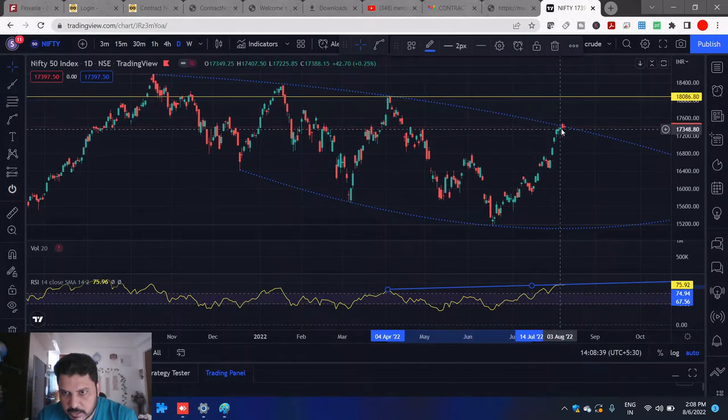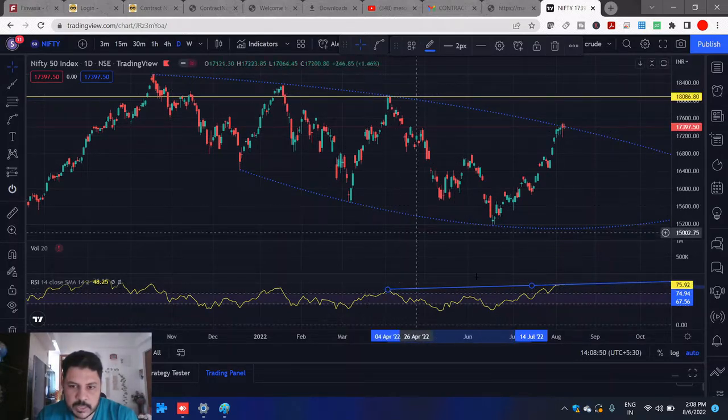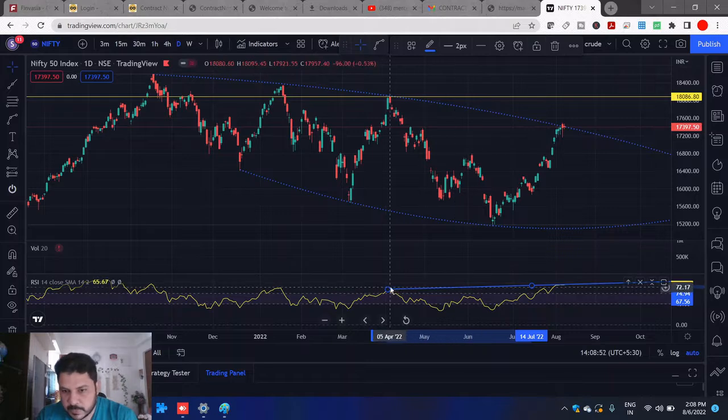But if you match this high with this point, this is a lower high than this, but RSI is higher than the previous high point of the RSI. तो इससे क्या है, this is called as divergence. यहाँ पे आपको divergence दिख गया RSI का.